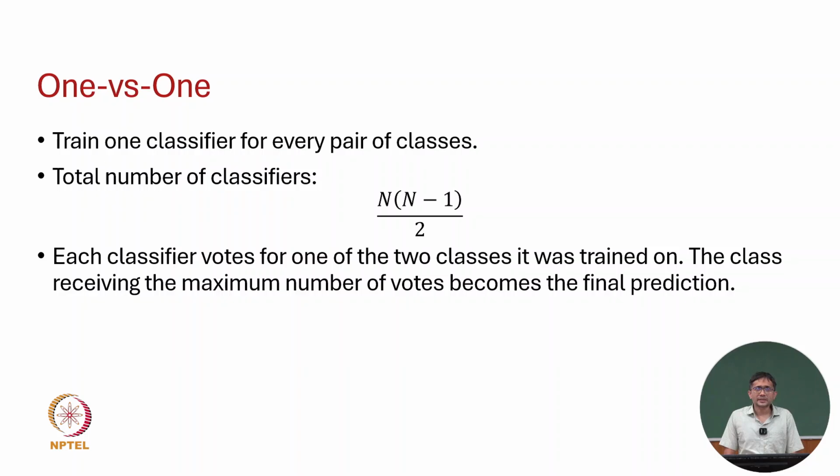Then eventually when you're using this, what happens is that each classifier votes for one of the two classes it was trained on. The class receiving the maximum number of votes becomes the final prediction. Of course, variations can be done here also.